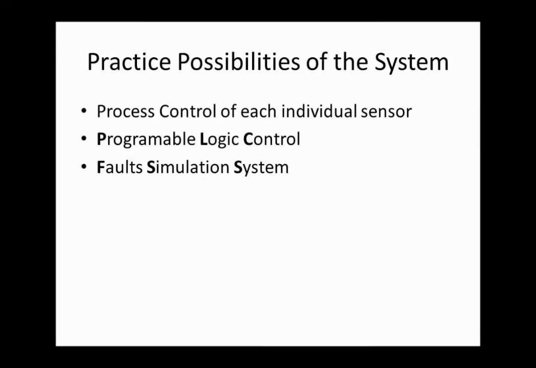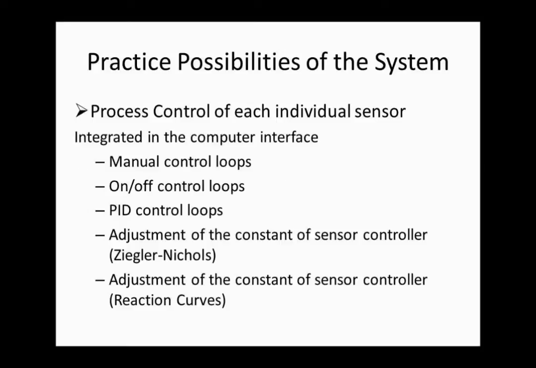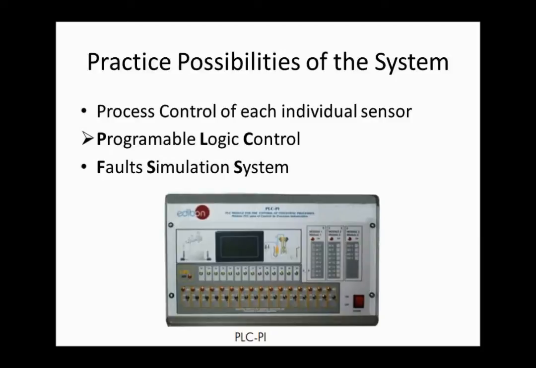Practice possibilities of the UCP system include, but are not limited to, process control of each individual sensor, which is integrated into the computer interface, allowing manual control loops, on-off control loops, PID control loops, and adjustment of the constant of the sensor controller. Another practice possibility of the system is the use of the Programmable Logic Control.